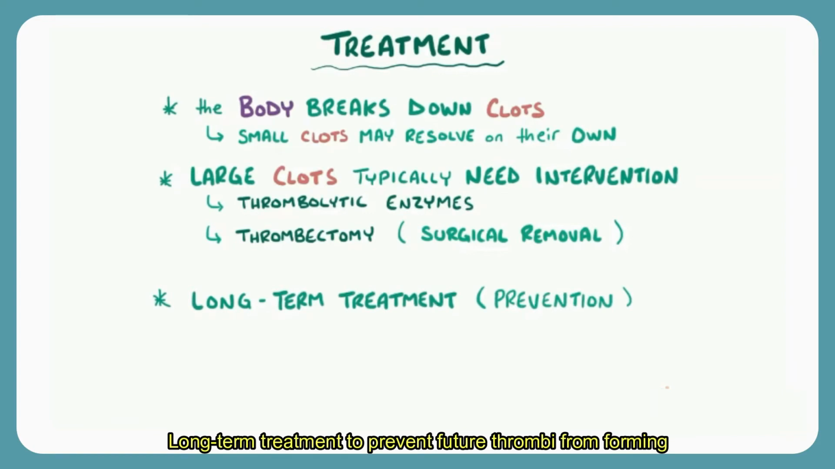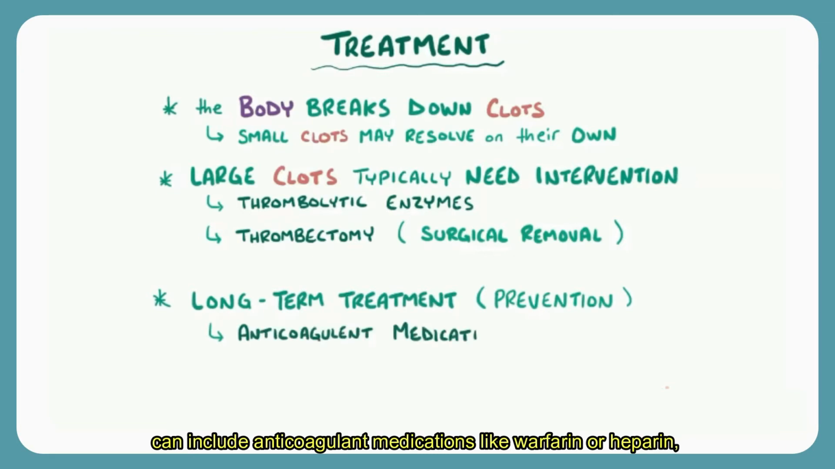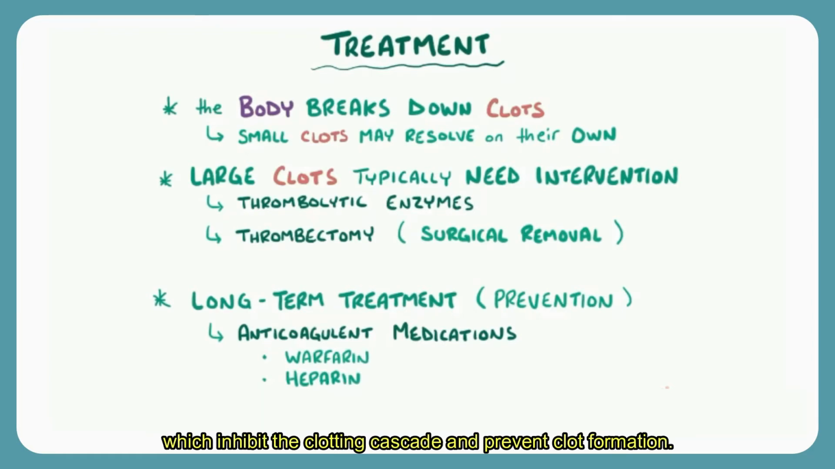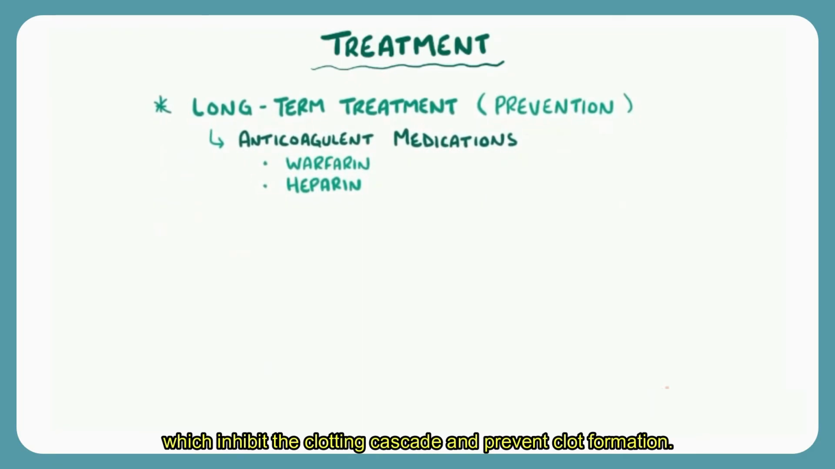Long-term treatment to prevent future thrombi from forming can include anticoagulant medications like warfarin or heparin, which inhibit the clotting cascade and prevent clot formation.